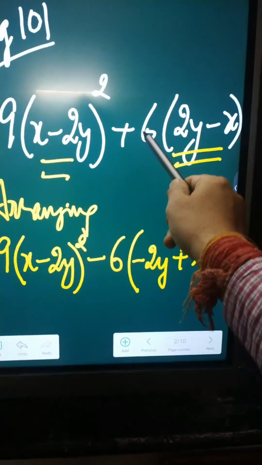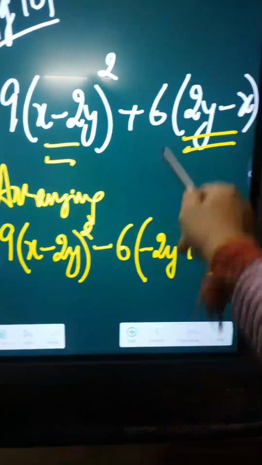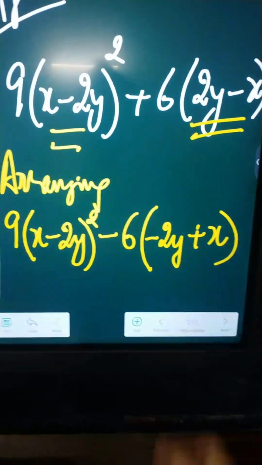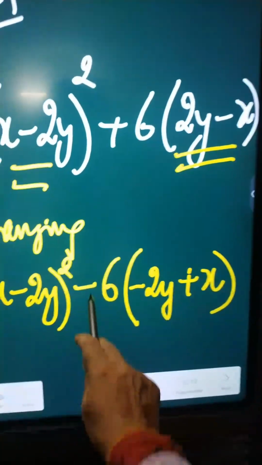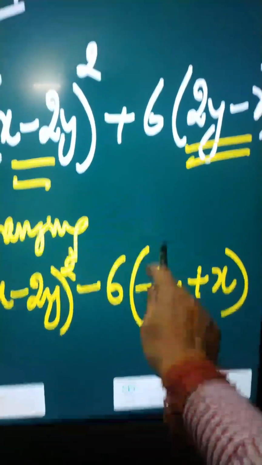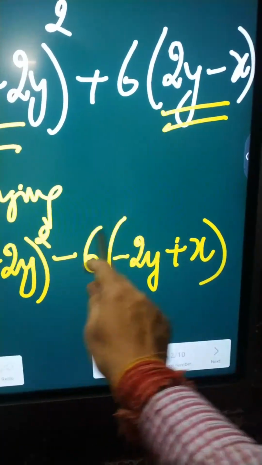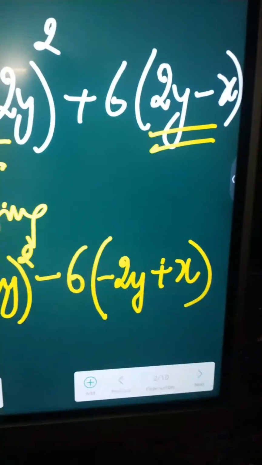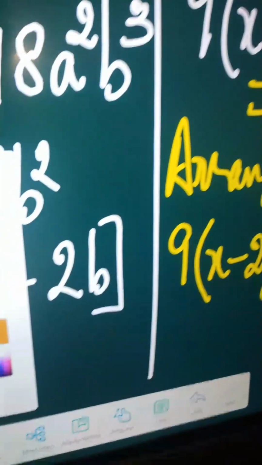When you change the sign, the question does not change. Minus 6 plus 6 becomes minus 6, plus 2y becomes minus 2y, minus x becomes plus x. If you see, I have not changed the question. Minus 6 into minus, minus into minus will become plus 12y. Here also it is plus 12y. Minus 6 into plus x will become minus 6x, and here also it is minus 6x. So the question has not changed.